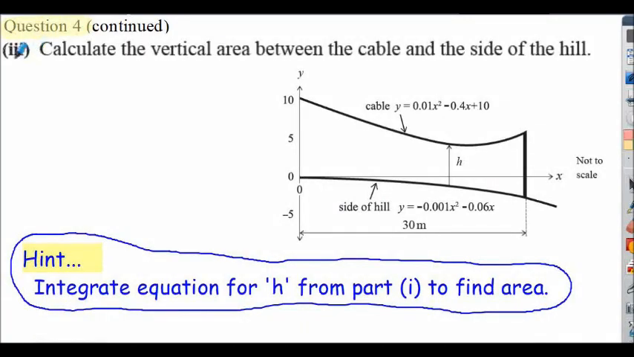Question 4, this is part 3 now. We're asked to calculate the vertical area between the cable and the hillside. So the hint here is to integrate the equation for h, determined in part 1, to find the area between the cable and the hillside. Again, if you think you can undertake the integration without further assistance, please stop the presentation and do so, but I'll show you the full work solution on the following slide.